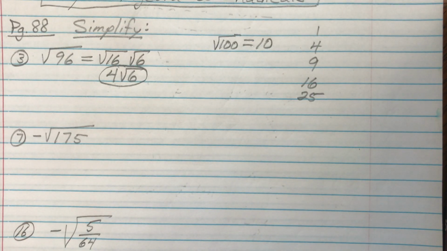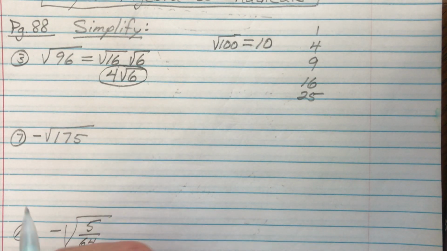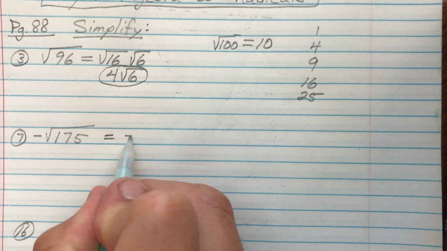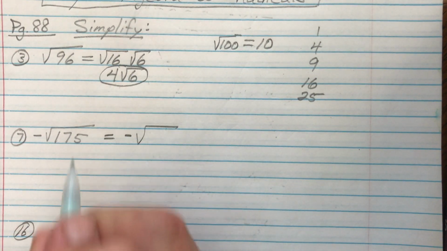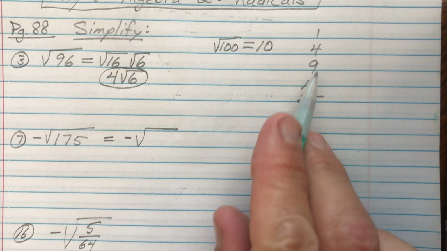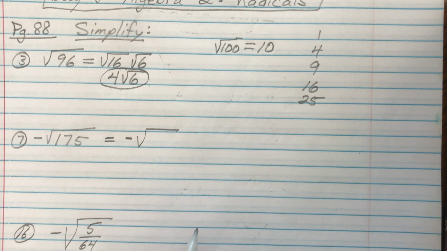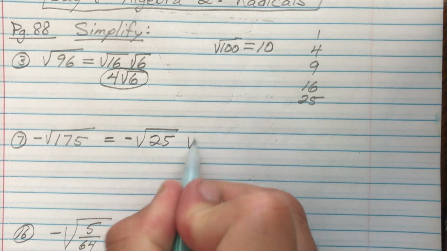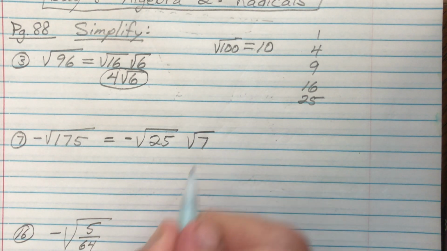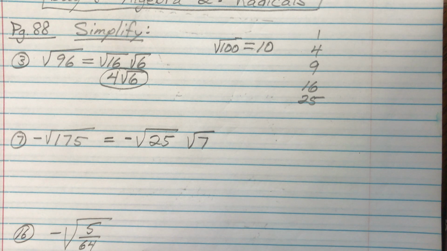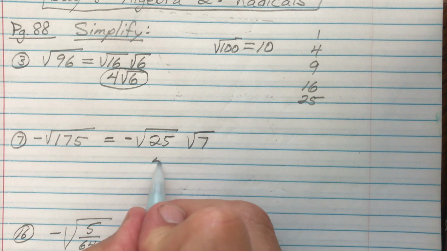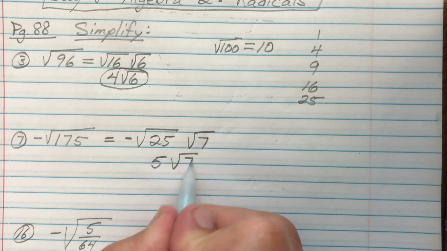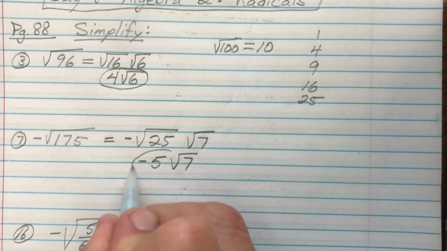Now number 7 is very similar. It just has a negative out in front, but you could ignore it. Just copy it over again. 175. What number on this list goes into 175? 25 does. 25 times 7 is 175. Radical 25 is 5. Radical 7 is messy, so you leave it.